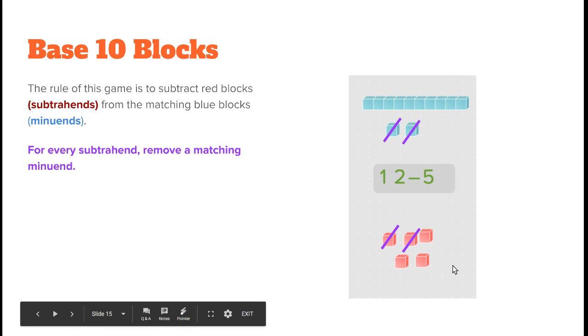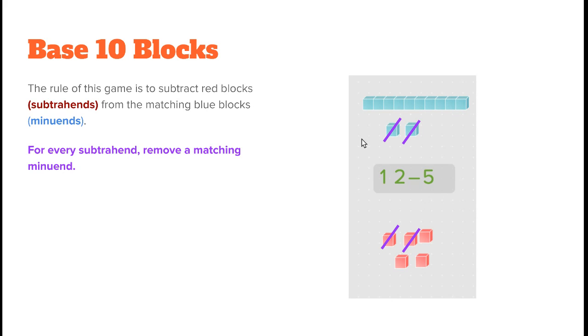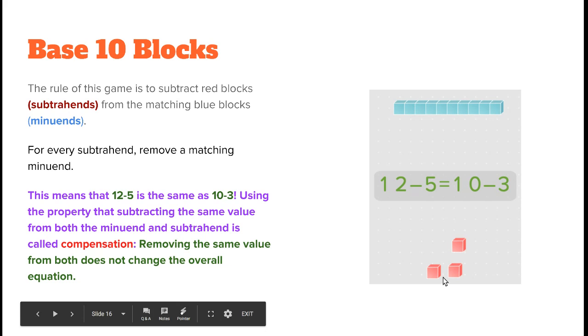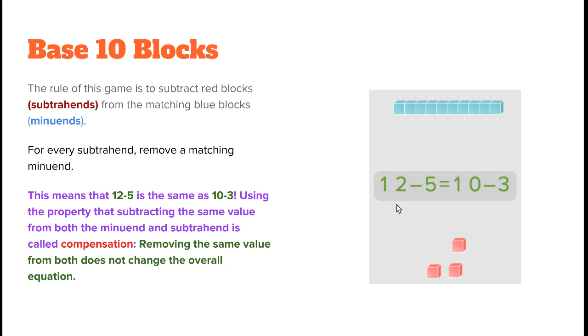I'm going to match all of my subtrahends. Those are these ones down here, the ones that we're subtracting. And we're going to remove the same number from the matching minuend, the number being subtracted from. So I can take 2 out of the bottom and I can take 2 out of the top. Sure enough, what that gives me is 10 minus 3. Because we subtracted from the top and the bottom, we can say that 12 minus 5 is now 10 minus 3.